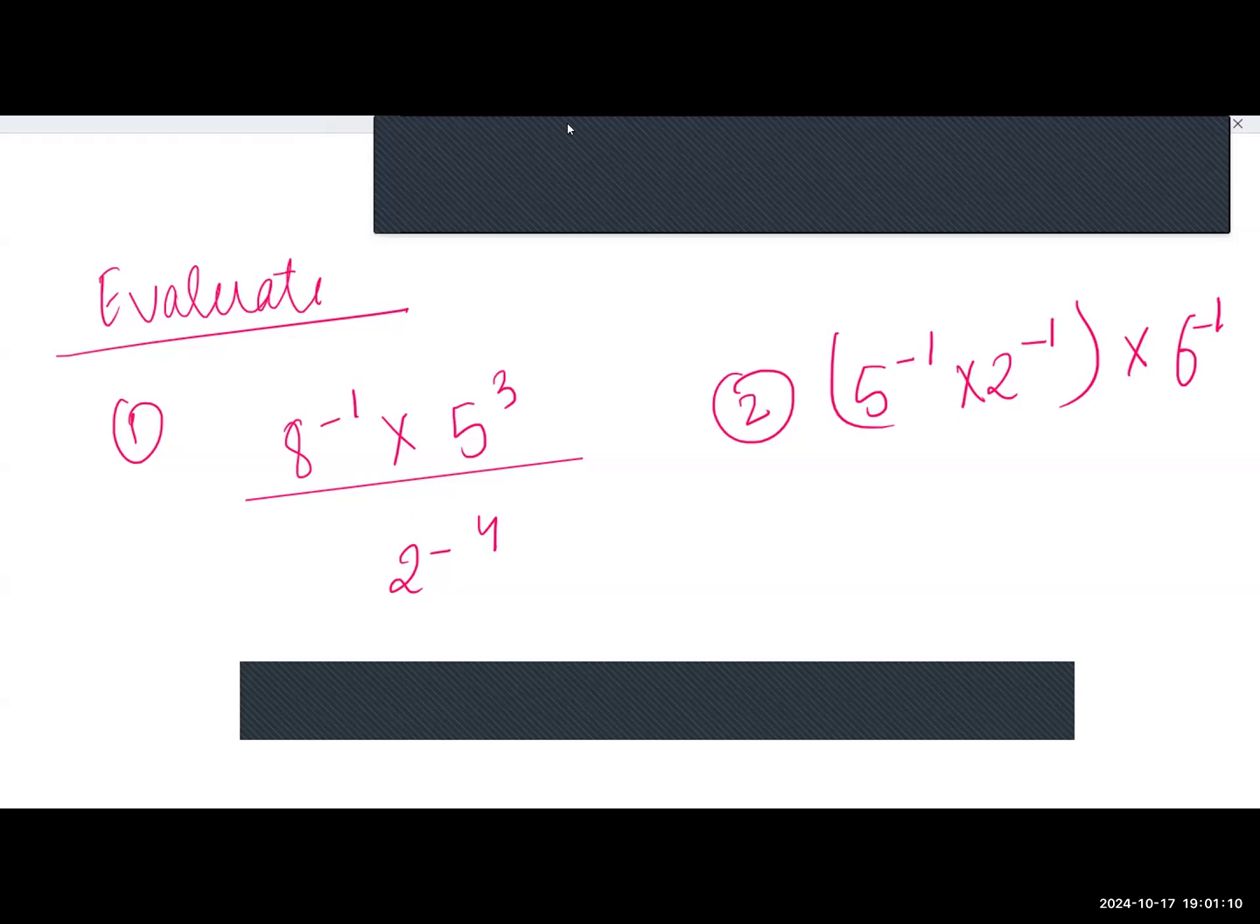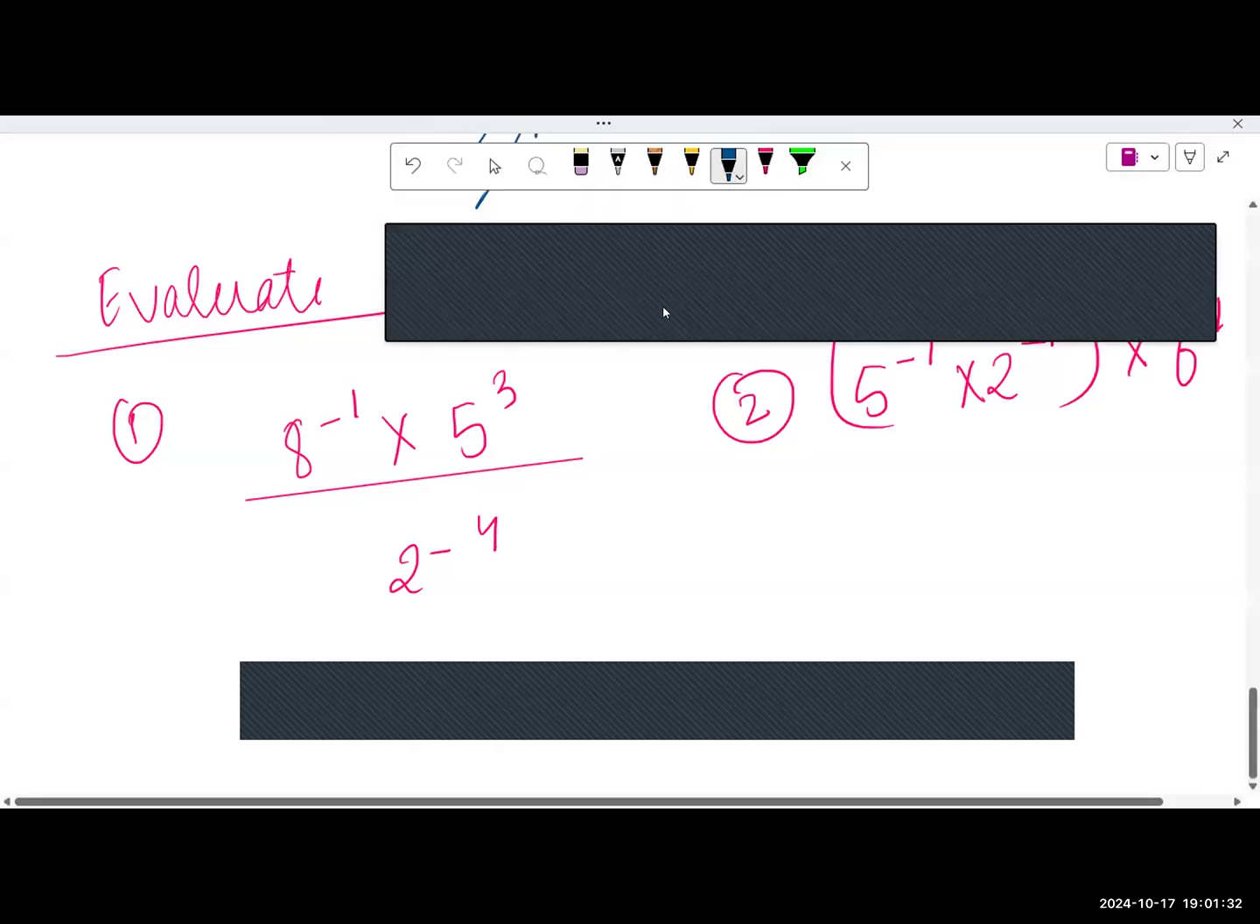Ma'am, I don't understand the first one, but I did the second one. If you are unable to do the first one. Yes, ma'am. Okay. Ramesh, what about you? Ma'am, I also don't get the first one.